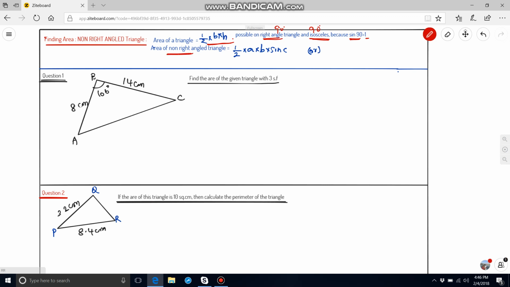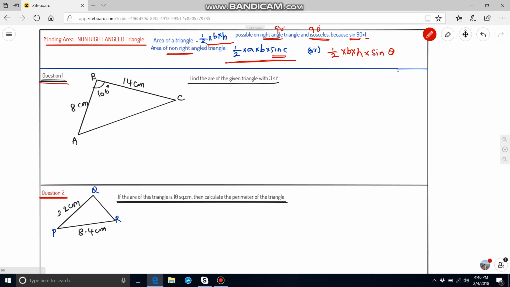But when it is a non-right angle triangle, we have to apply theta because the angle is not 90. So here we are using the formula half times a times b times sine C. If you are not comfortable with this, you can continue with half times base times height. Whenever there is no 90 degree, please include the other angle which is given in the diagram.